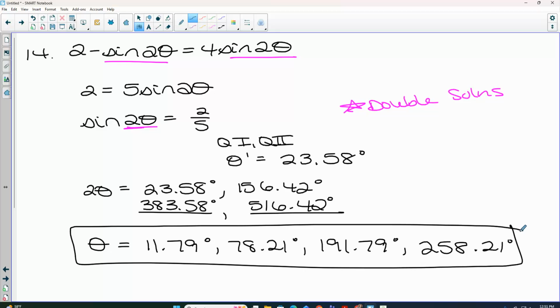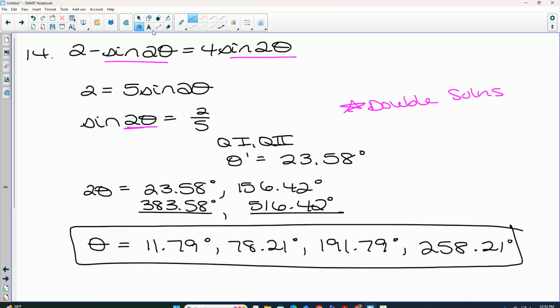Are there any other equation ones that we need to add to our list before we move on? So, questions 17 and 18.